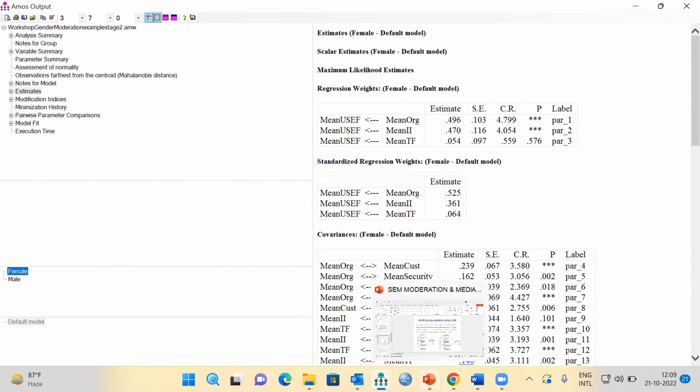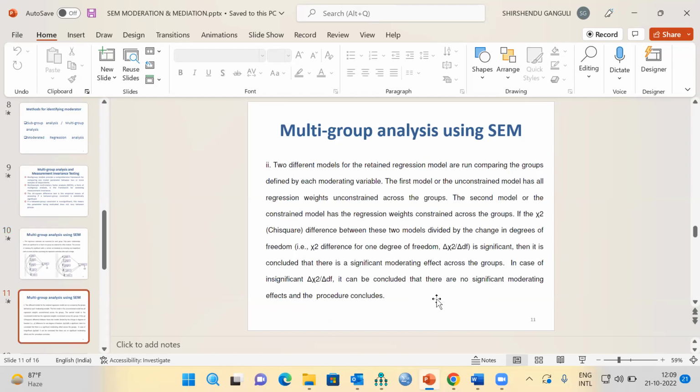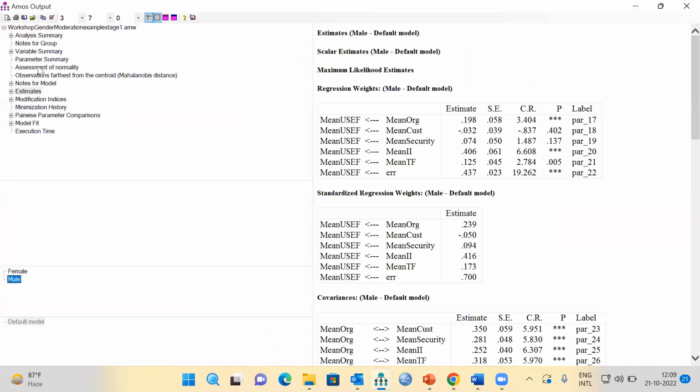So once you have that, after removing all the paths, the next step is checking for the chi-square difference between these 2 different models. And how do you do that? What is the chi-square you get? The first chi-square that you have got is this.